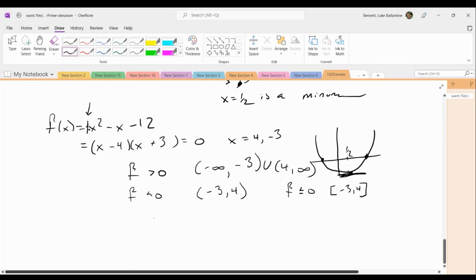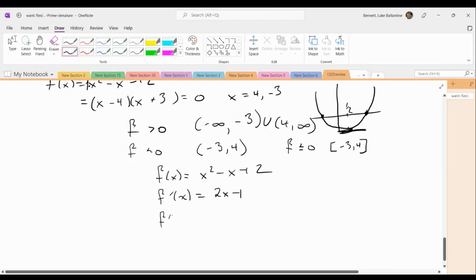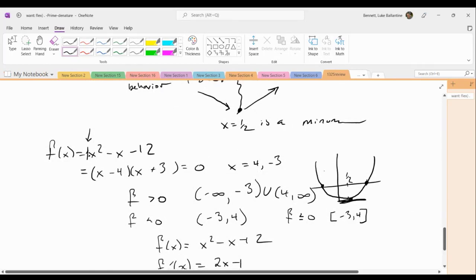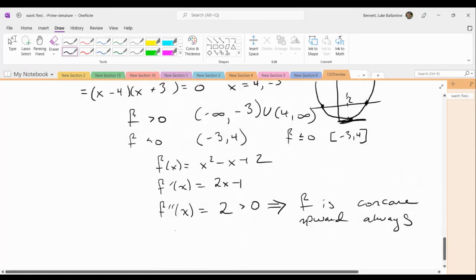we can calculate f double prime of this function. So f of x is x squared minus x minus 12. f prime of x, we already calculated this, 2x minus 1. And then if we want the second derivative, we just get 2. 2 is a positive number. So this means that f is concave upward always. And we can tell that from the graph. It looks like a soup bowl opening upwards. So this calculus we can reaffirm with what we know about quadratic functions.